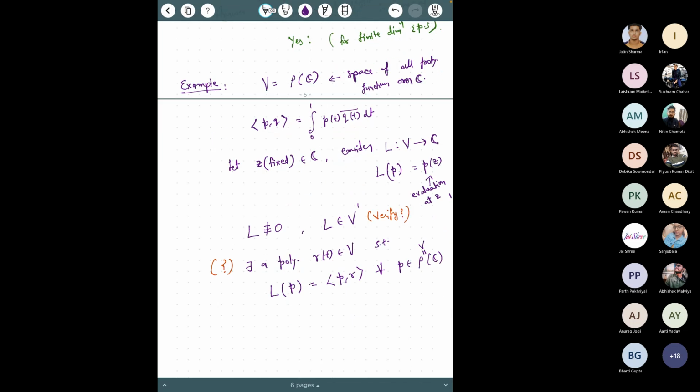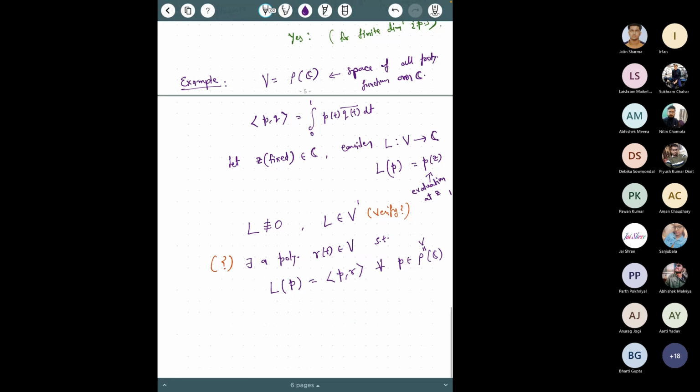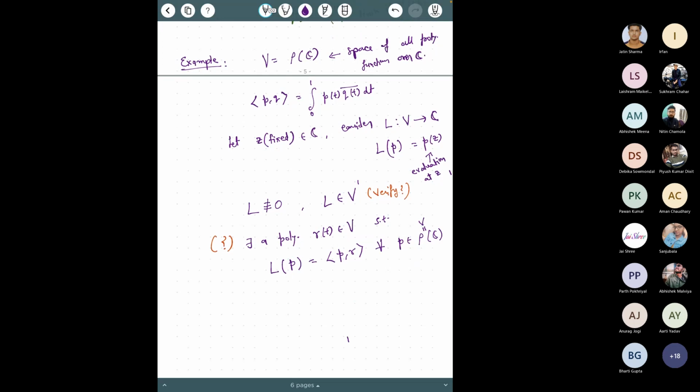And how to show that? So the answer is no. Why is this? Because suppose that there exists such a polynomial R(t) in the space of polynomials such that L of P is equal to the inner product of P and R, for all P in the space of polynomials.